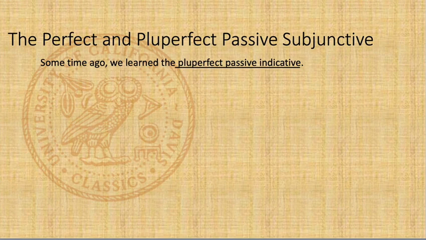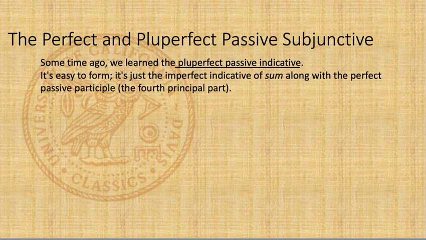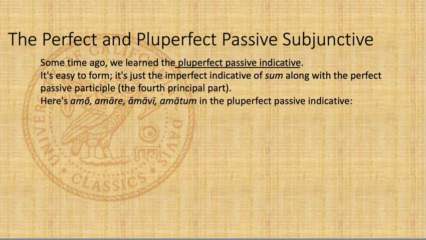Some time ago, we learned the pluperfect passive indicative. It's easy to form. It's just the imperfect indicative of sum, eram, eras, erat, eramus, eratis, erant, along with the perfect passive participle, the fourth principal part of a verb. Here's amo, amare, amavi, amatum in the pluperfect passive indicative.